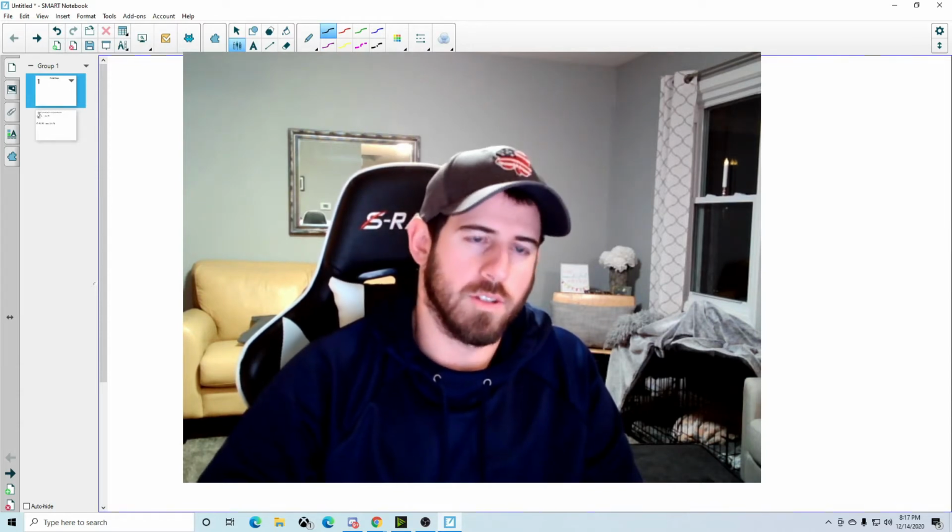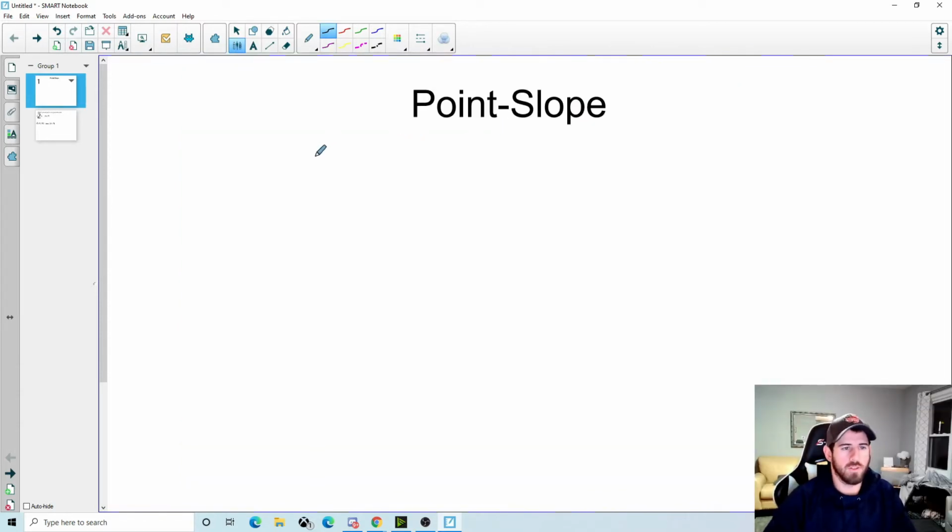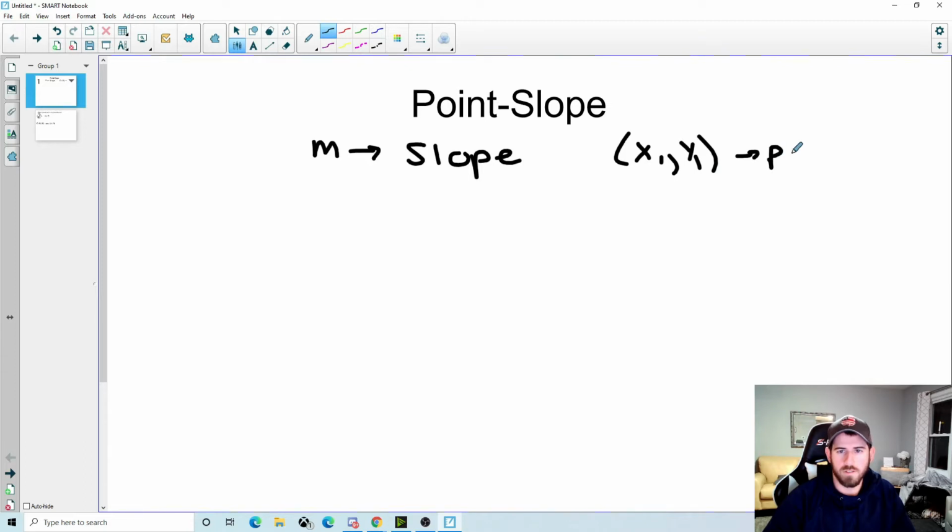Okay, so point slope. We're going to have this formula. Now we all know that m is our slope, but what we also need to know is that x1 and y1 are just going to be a point that we're going to use. So we have a formula, y minus y1. y is still our variable, y1 is part of the point, and that's going to be equal to our slope, so m times x minus x1.